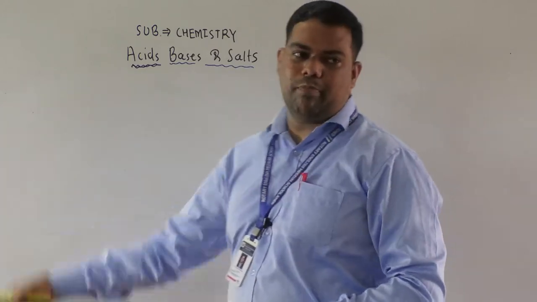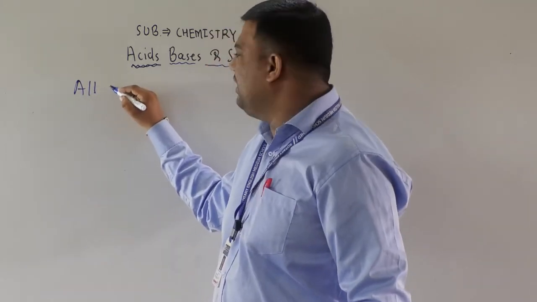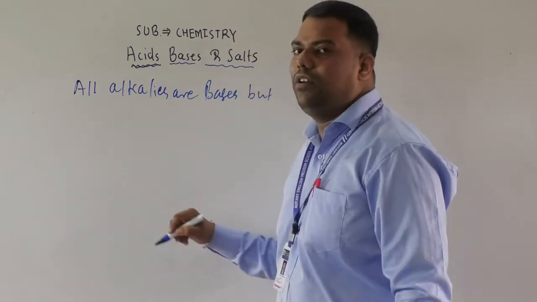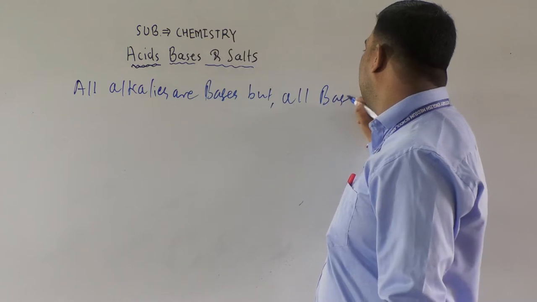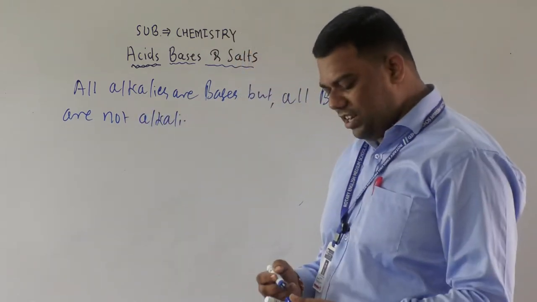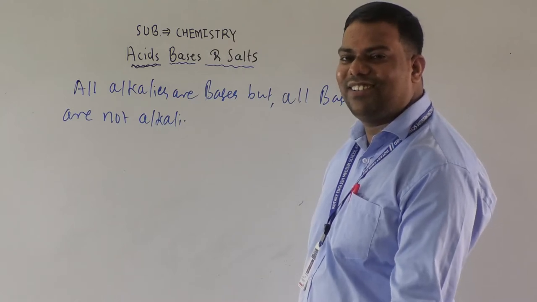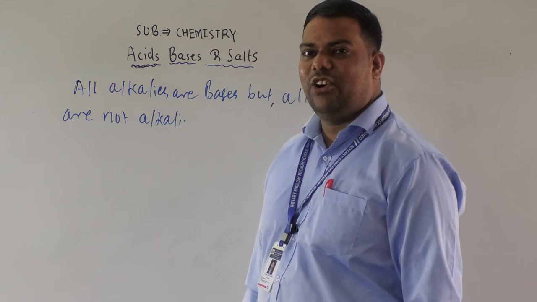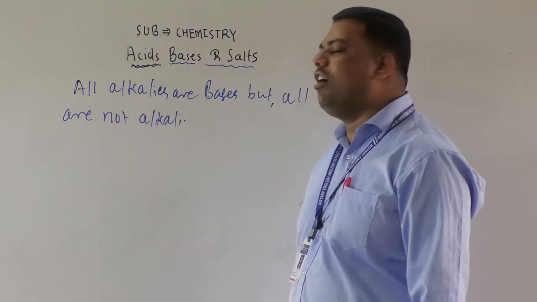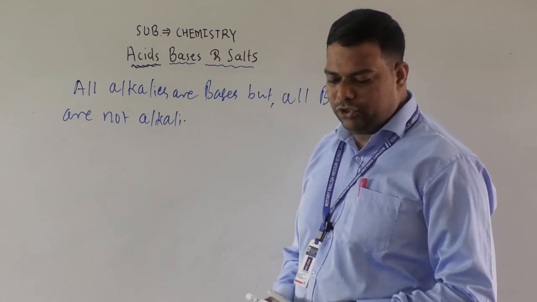So we saw the bases part. One thing to keep in mind: all alkalis are bases, but all bases are not alkalis. Generally, an alkali is a base that forms a solution on dissolving in water. The condition for an alkali is that the base must be dissolved in water; only then do we call it an alkali, that is, soluble. Some bases are insoluble.